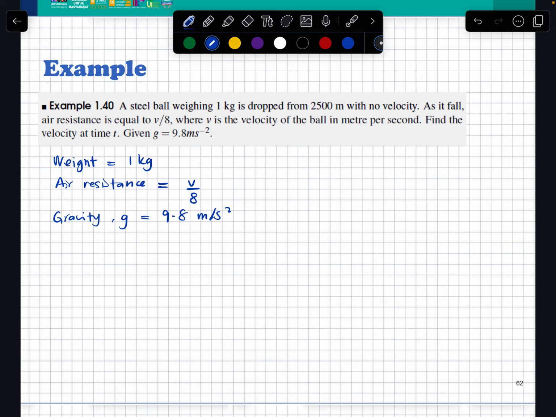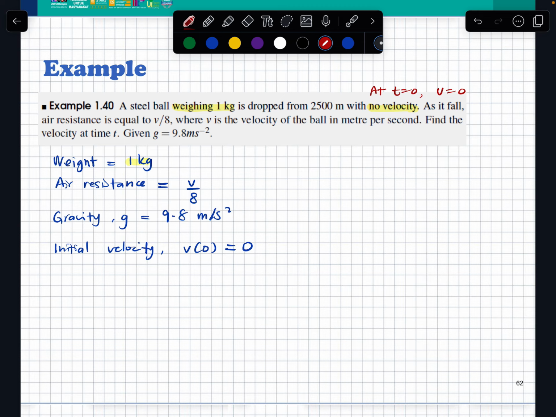And here, look what we have missed. Okay, let's check, read again the problem. A steel ball weighing 1 kilogram, this is 1 kilogram, and it is dropped from a certain height with no velocity. So no velocity means that we get the initial velocity, means that at initial time the velocity is 0. Okay, so here means at t equal to 0, the velocity equal to 0.